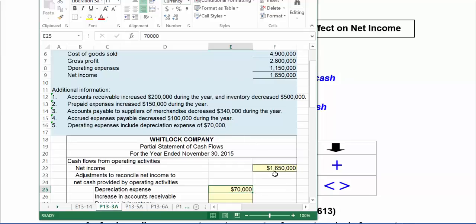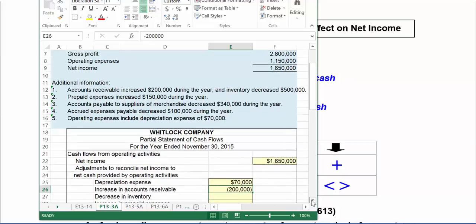The accounts receivable went up for the year. And that means that we sold stuff to customers, but we didn't collect the cash from them. So that's income provided, but not cash. So we want to subtract that increase in accounts receivable.